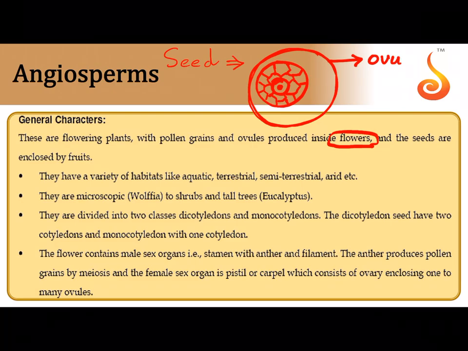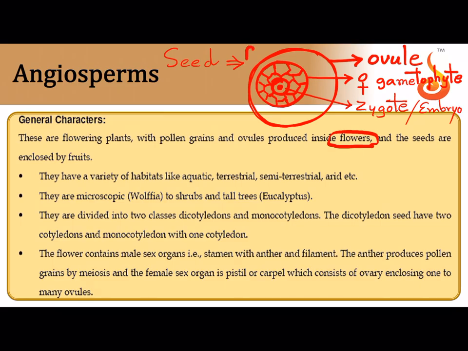So this is the ovule, megasporangium. This is the female gametophyte. How did it come? It came from the megaspore, which said, I will not go out of the ovule, I will stay inside and develop. And now there was egg initially, but after fertilization it has zygote. So the zygote develops into embryo.